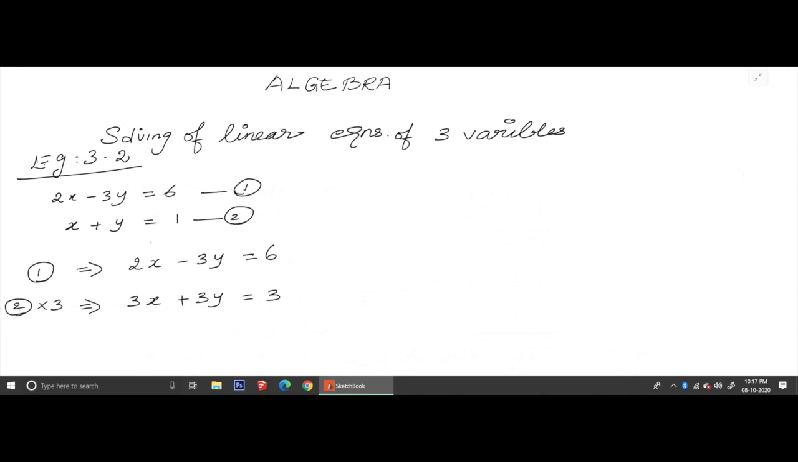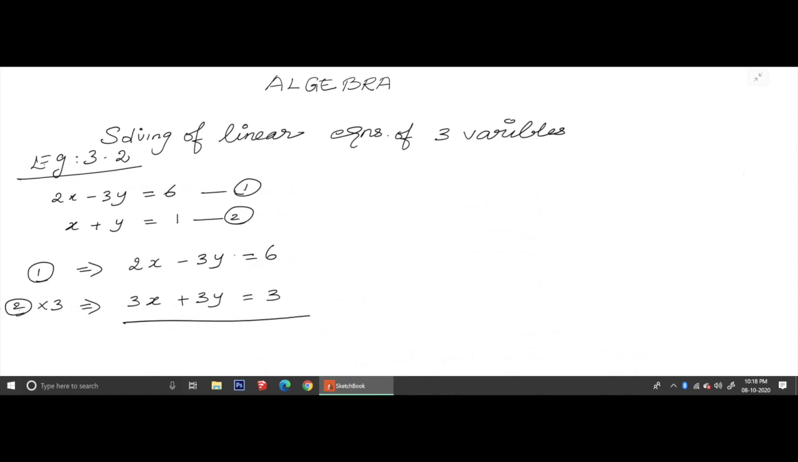If you multiply this y by 3, then you will be getting 3y. So what will happen? Plus 3y and minus 3y, when we add, will get cancelled. That's how we are choosing this 3 to be multiplied in equation number 2 on both sides, left side and right side. Okay. And now you simply add it up.